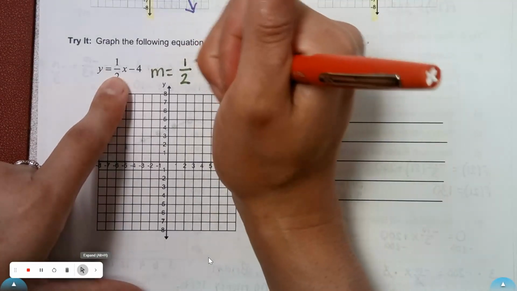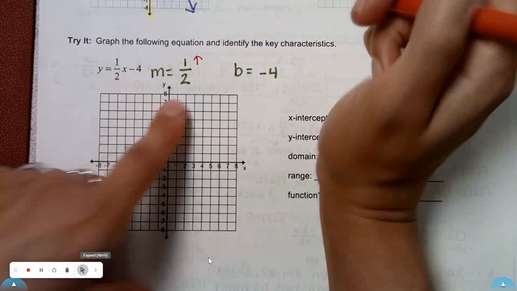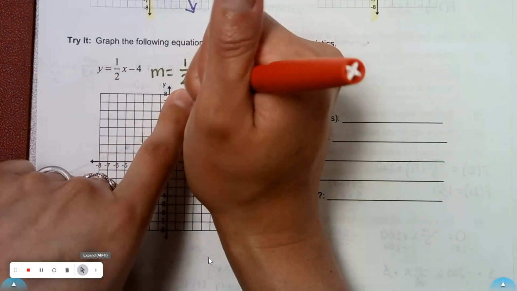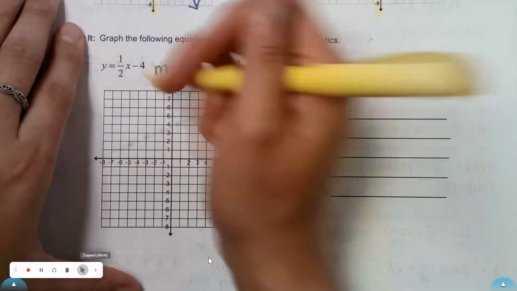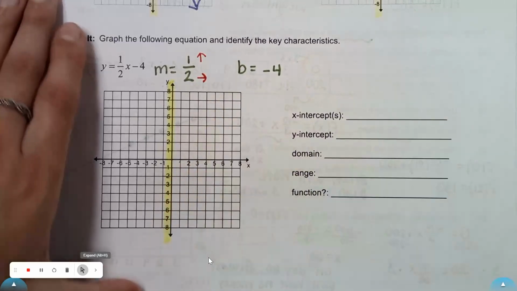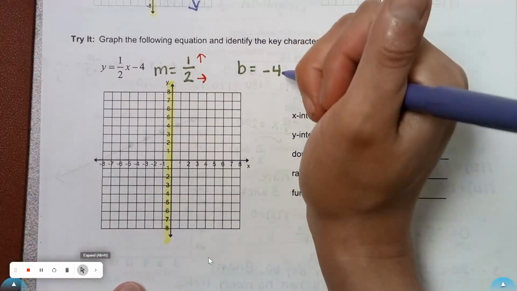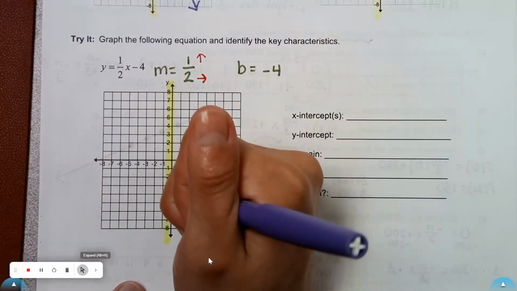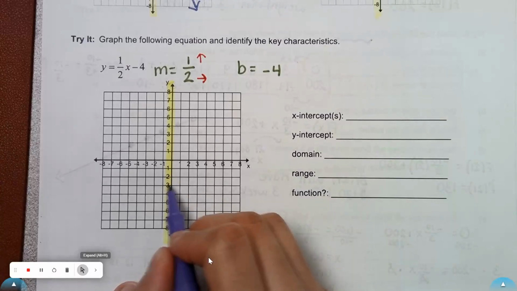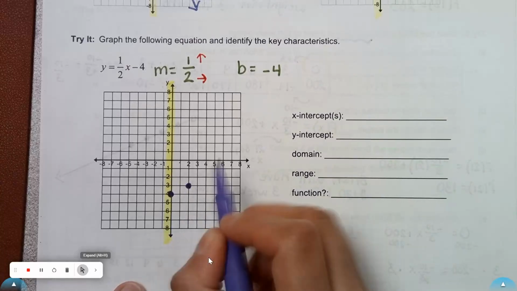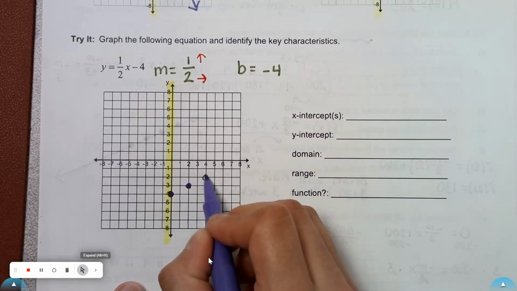Because the top number is positive, I'm going up. And because the bottom number is positive, I'm going to the right. Then I'm going to plot my line on my graph. So I'm going to put a dot at negative 4. Then I'm going to move with my slope. So I'm going to go up 1 and over 2.